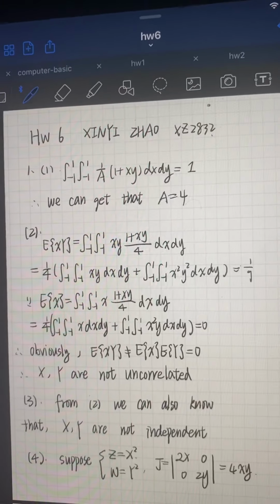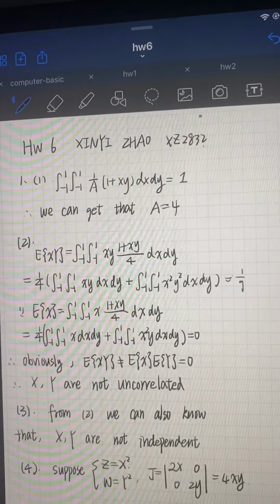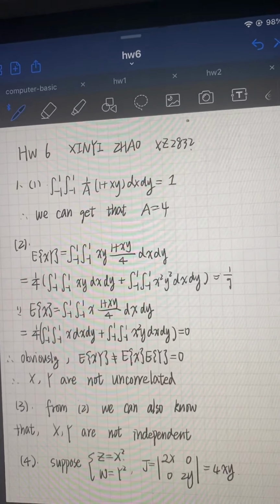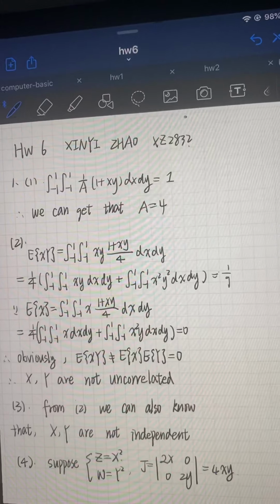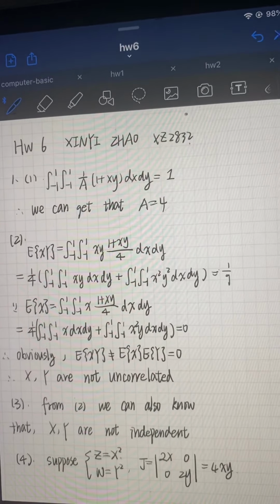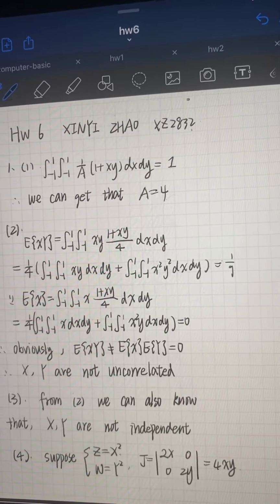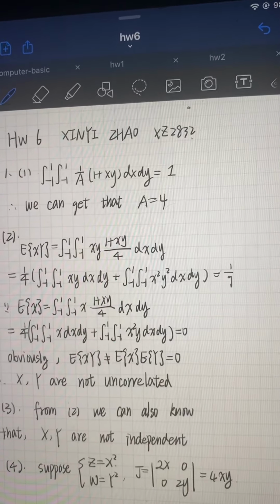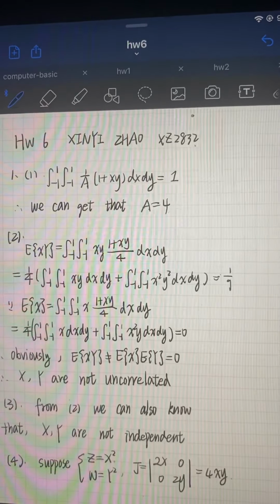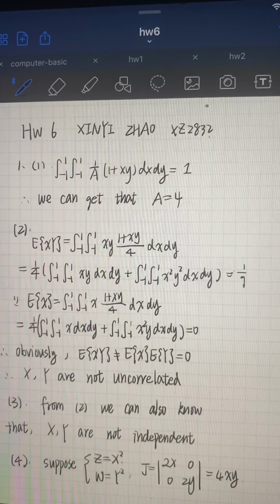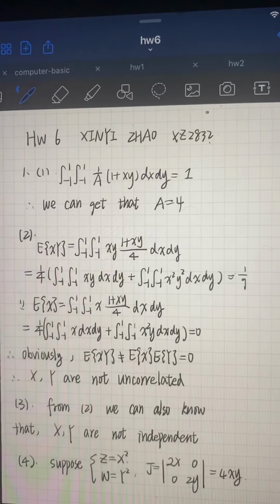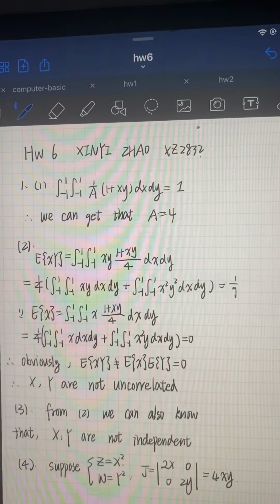To make it a valid joint density function, we should calculate the integral of f(x,y) from -1 to 1 over x and y, and this result should be 1. So we can easily get that A equals 4.